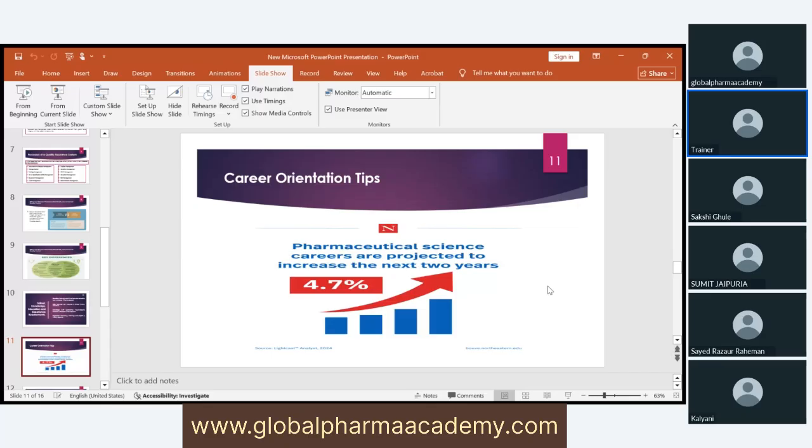So in this case, the source is Lightcast, again a source that surveys the pharmaceutical industry, and it is by the Northeastern education firm. They are saying that the projected growth of the pharmaceutical science career in the next 2 years is going to increase by 4.7%. So that is the growth we are able to see in the next 2 years, meaning that much opportunity will be coming to India or the global market for pharmacy graduates.